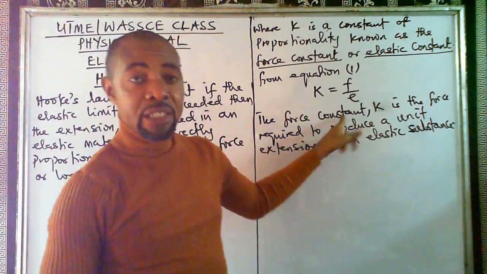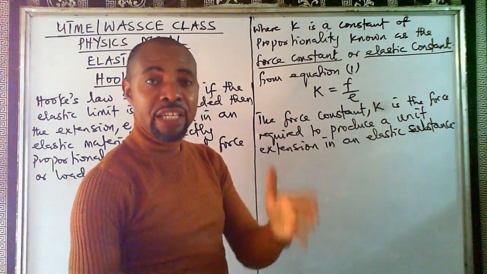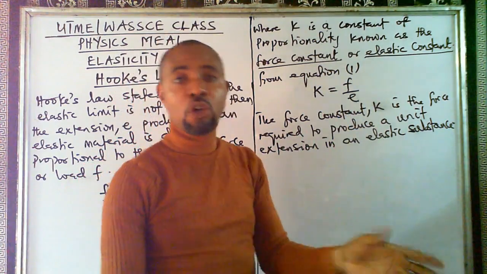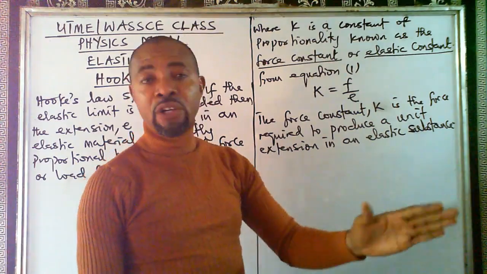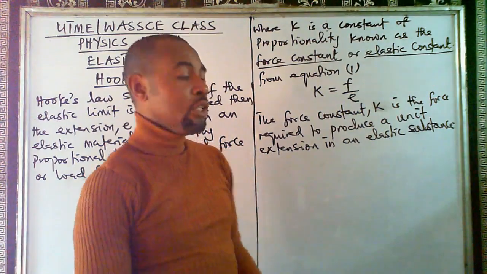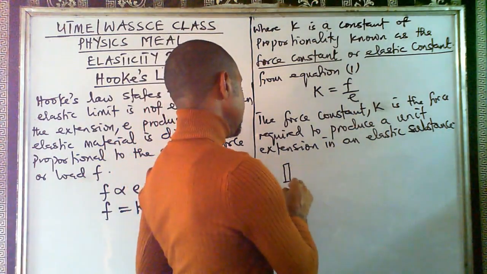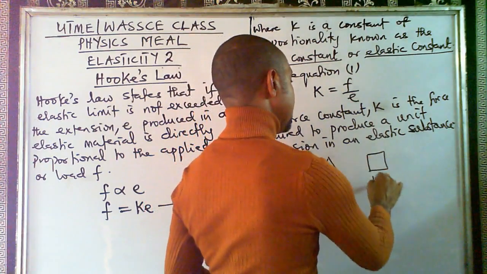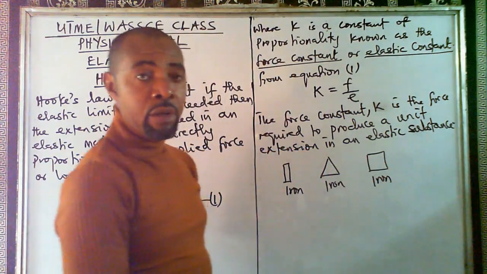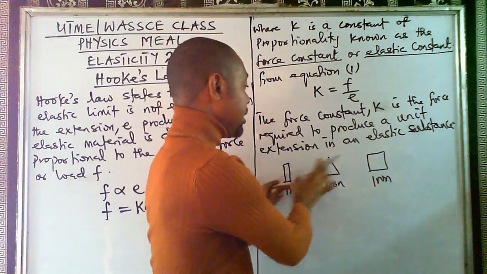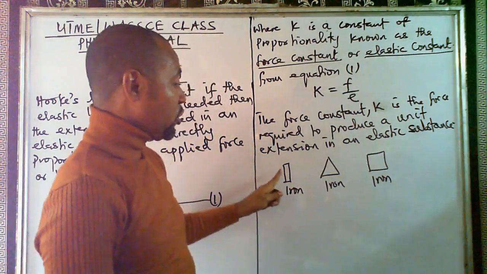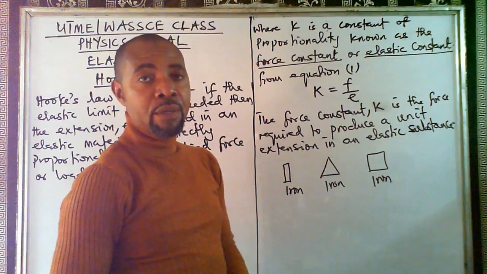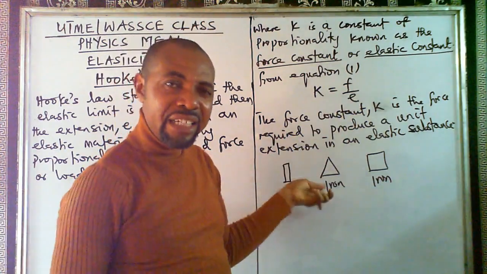Now, force constant, it is constant, meaning it cannot change for any given material. The force constant for a metal like iron is constant for iron. Once it is iron, they will have the same force constant. So if you pick this iron, and you pick another iron, and another iron, they are separate pieces, but the same material, iron. The force constant here, here, and here will be the same, because that's why it is called a constant for any given material.